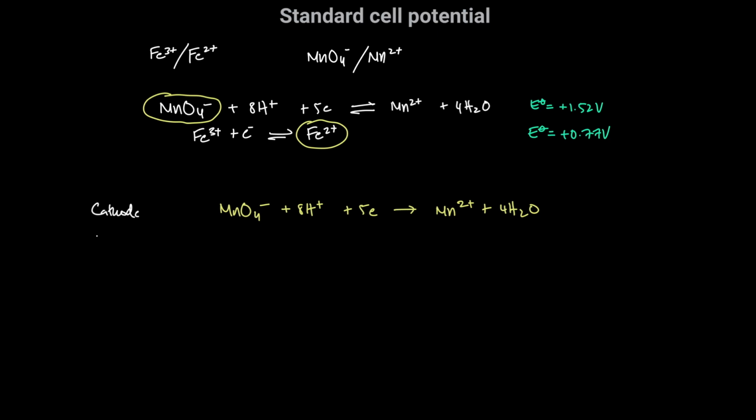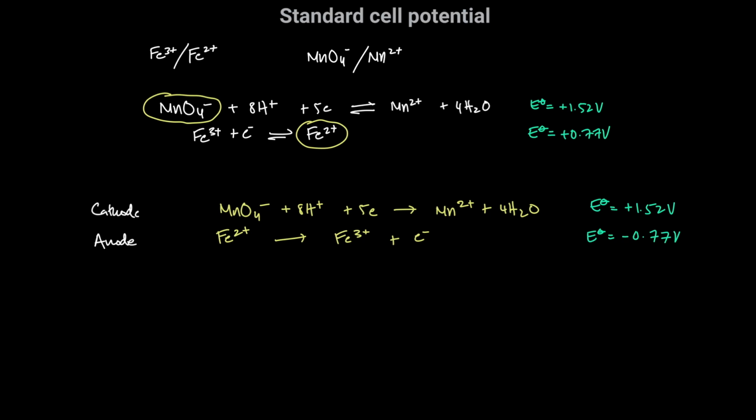And then at the anode, we're going to have oxidation take place. So Fe2+ will undergo oxidation, that's our reducing agent. So we have Fe2+ forming Fe3+ and e-. Now for this half cell, our electrode potential will be plus 1.52 volts. And for this one, we've reversed the reaction, so this one will be negative 0.77 volts.